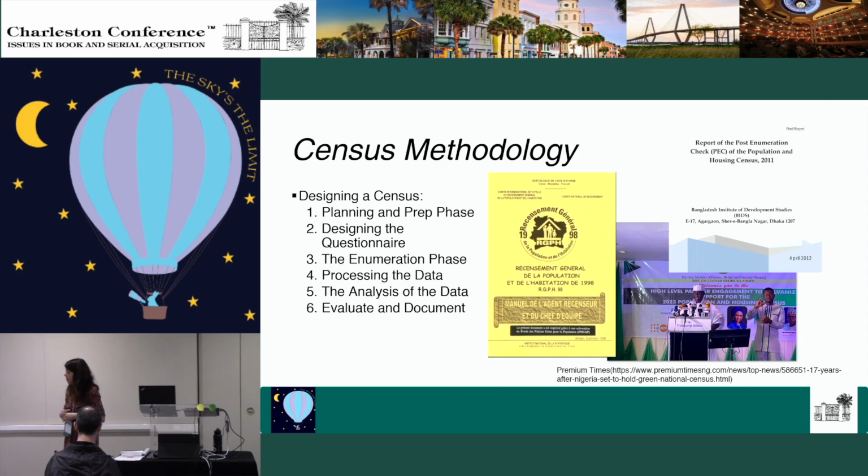When we come to the enumeration phase, there's a lot of effort that goes into training the enumerators to go from house to house and count the population. And there could be field supervisors, there could be people going from house to house, depending on how the country conducts it. And then finally, once the data is collected, there's the processing of data, tabulating the results, analyzing it, creating thematic reports. And the last part is evaluating whether the census was accurate and how it could have been done better.